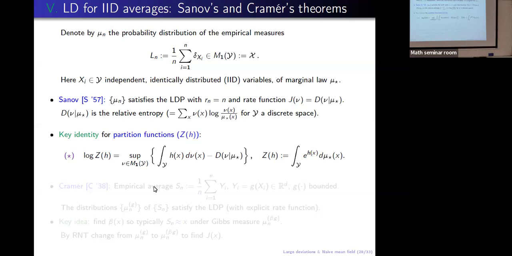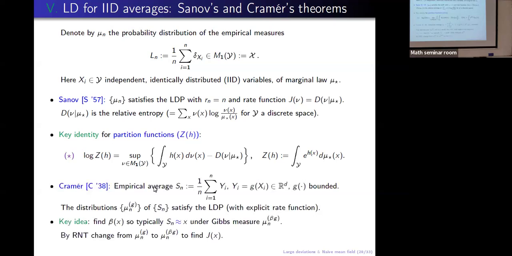And this appears in the proof as a key identity in the proof of Sanov's theorem. Cramér proved another theorem, even before Sanov, for the large deviation principle for tails of averages of random variables. This is a more involved object, involving the empirical measure. This just involves the empirical average. This is exactly the object that plays a role in the law of large numbers.